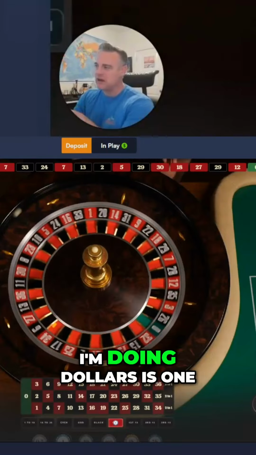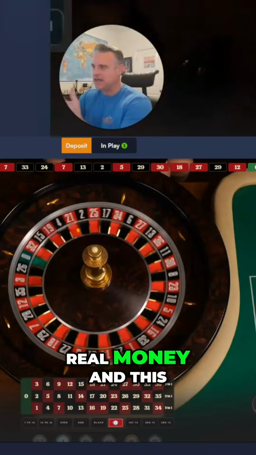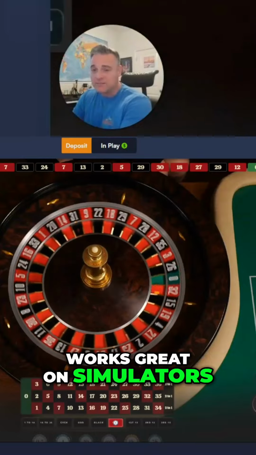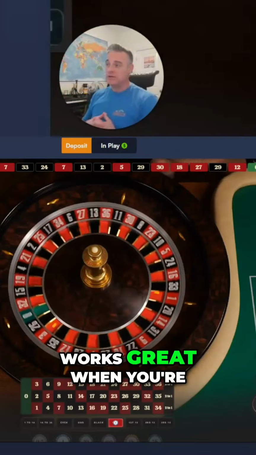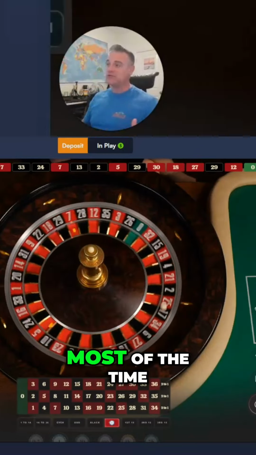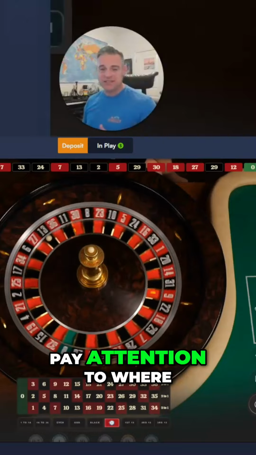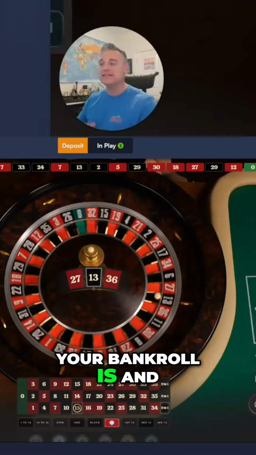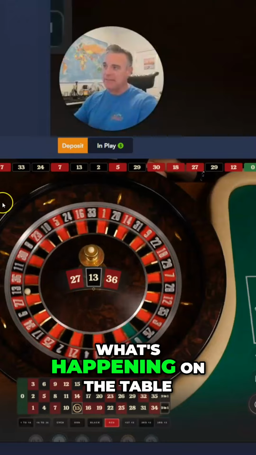But the reason that I'm doing dollars is, one, because we're playing with real money. And this works great on simulators. And at times it works great when you're playing live. Not at times, most of the time. You just have to pay attention to where your bankroll is and what's happening on the table.